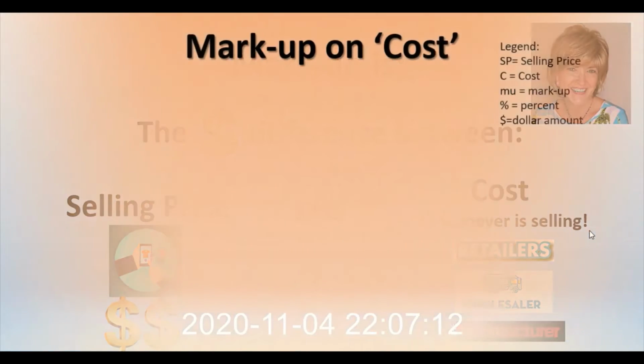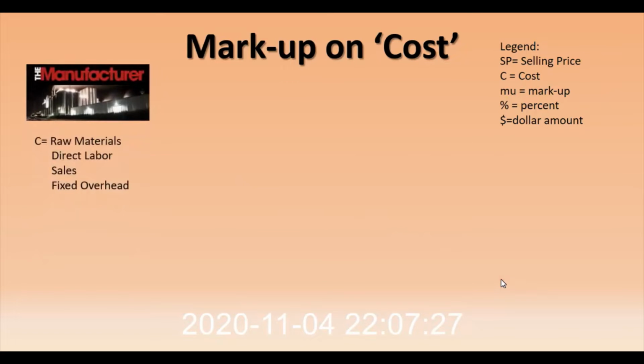Okay? So let's take another look at this. I've got this little legend here, so I'm going to use the capital SP for selling price, C for cost, MU for markup, and percent and dollar as they normally would be used. Okay? So we've got a manufacturer, and they know their costs. They've got cost of raw materials, direct labor costs, and sales costs, because they need a sales force to sell their stuff to wholesalers, also known as intermediaries. And there may be other intermediaries. I've just slimmed this channel down to talk easily about these channel members.